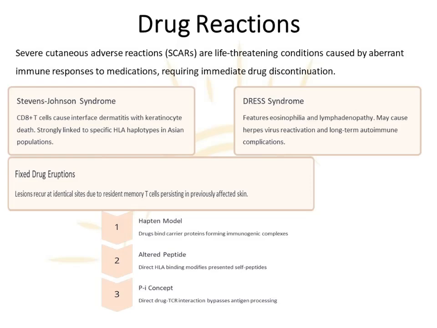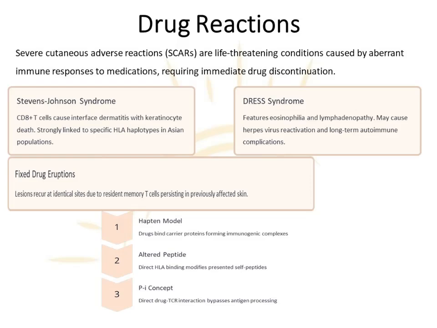It is characterized by eosinophilia, lymphadenopathy, fever, and involvement of internal organs. It may also cause herpes virus reactivation and can lead to long-term autoimmune complications. A less severe but characteristic reaction is the fixed drug eruption. In this condition, skin lesions repeatedly appear at the same location whenever the patient takes the same medication. This happens because resident memory T cells remain in the previously affected skin and quickly react upon re-exposure.